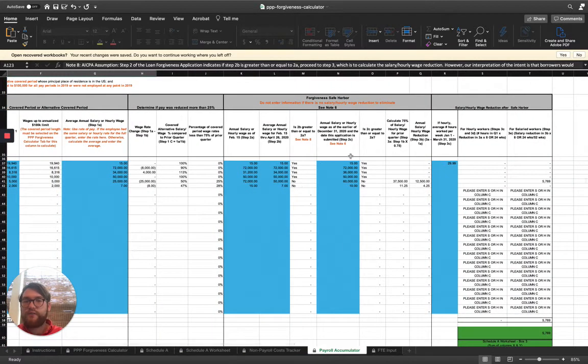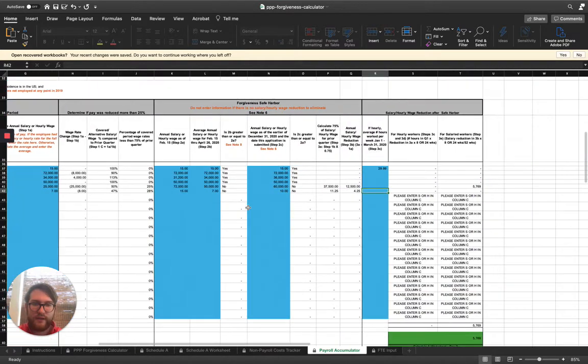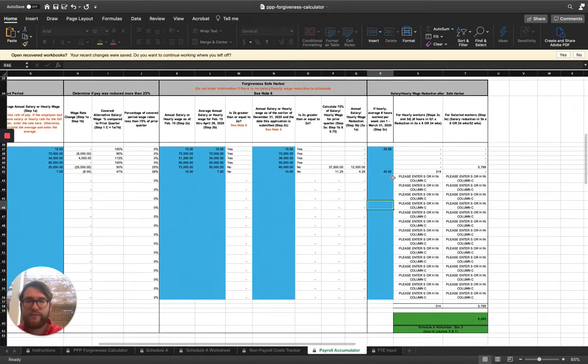Since this is a no, we would then come over here and see what their annual salary or wage was as of the date of this application, or December 31st. Both of these employees had increased back up in salary, with this employee still being below that 25%. Since that employee was below 25%, one second here, I need to put in, I didn't put in this hourly here, so we're going to say that they worked 40 hours. There we go. That's why it wasn't calculating.